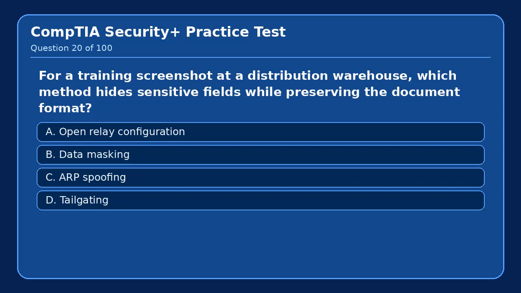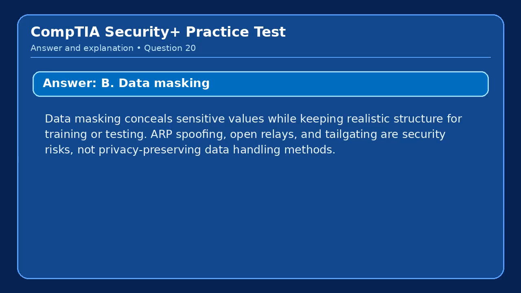Question 21. After a regional clinic's file shares are encrypted and a payment note appears, which first response is most appropriate? A. Isolate affected systems and preserve evidence before recovery. B. Pay immediately without validating backups. C. Delete all logs to free disk space. D. Reconnect infected hosts to verify spread. Take a moment to choose your answer.